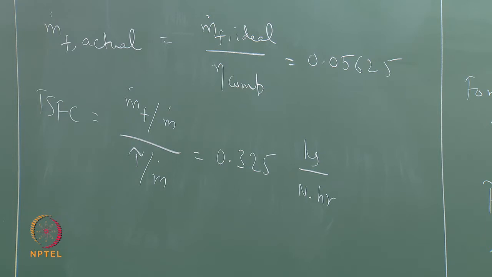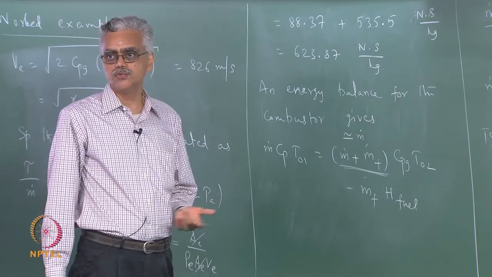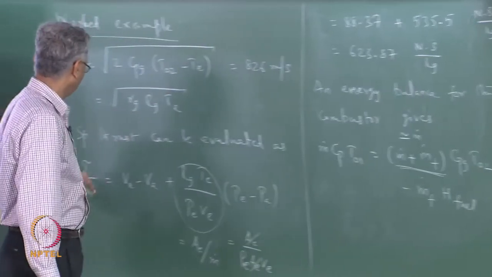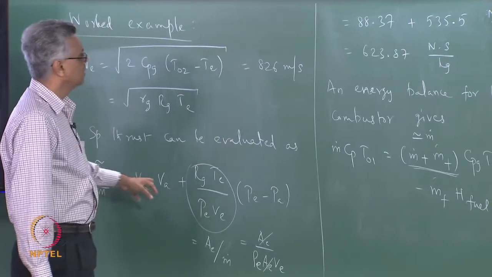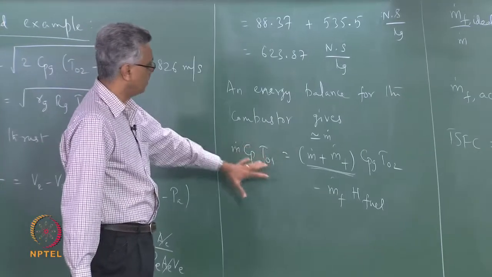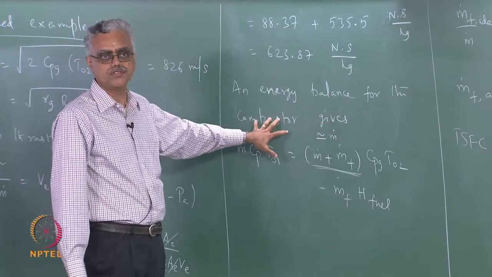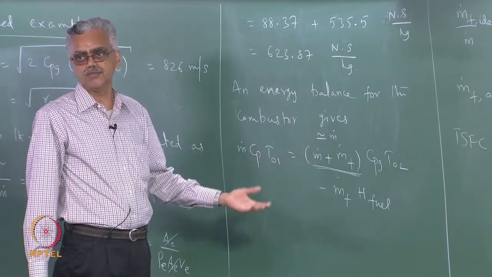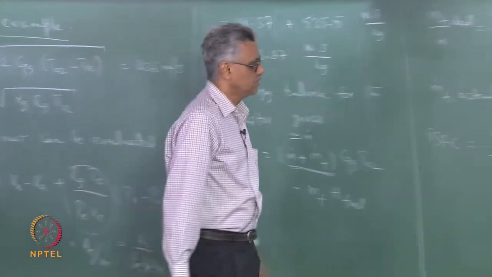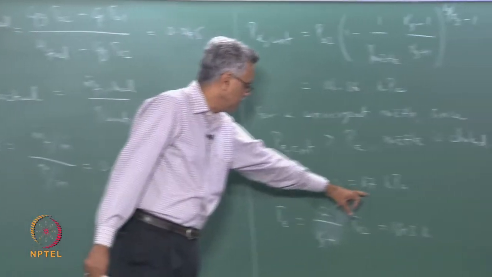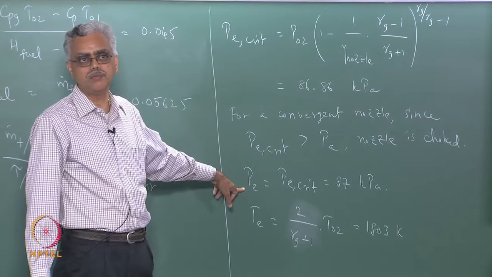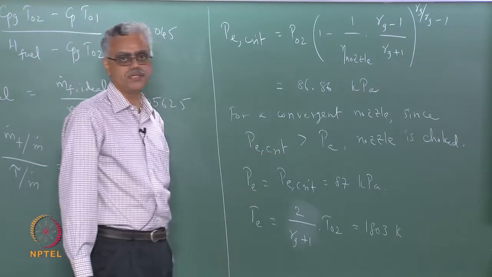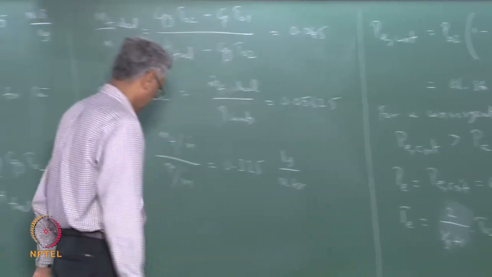We are asked to do this calculation assuming the nozzle to be convergent and assuming the nozzle to be convergent divergent. We have done the calculation and calculated specific thrust for the convergent nozzle. Now, this part will not change irrespective of the nozzle. We will now do the calculation assuming the nozzle to be convergent divergent, which means the exit pressure is not going to be 87 kilopascal, but it will be expanded in the nozzle up to the ambient pressure. So, the exit pressure will be 12 kilopascal and not 87 kilopascal. That is what we are going to do next.